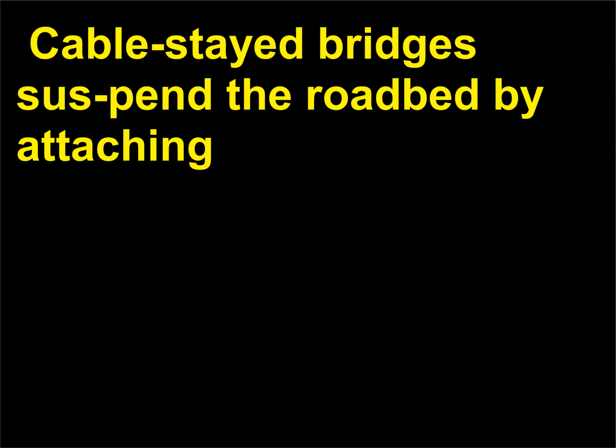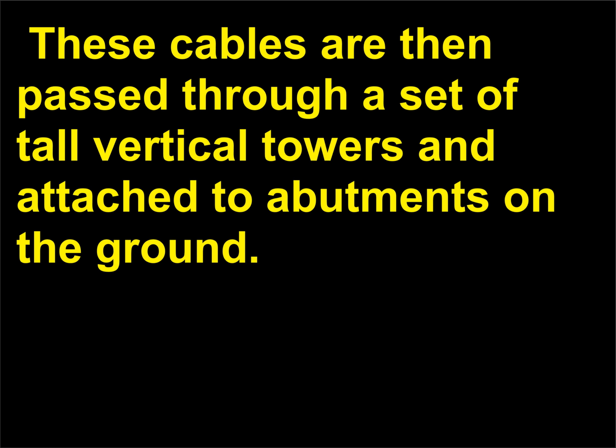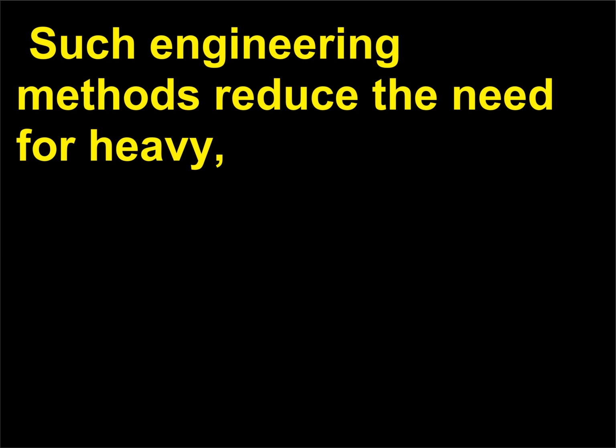Cable-stayed bridges suspend the roadbed by attaching multiple cables directly to the deck supporting the roadbed. These cables are then passed through a set of tall vertical towers and attached to abutments on the ground. Such engineering methods reduce the need for heavy, expensive steel and the massive anchorages that are needed to support suspension bridges.